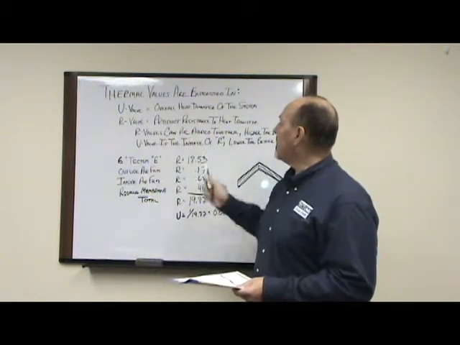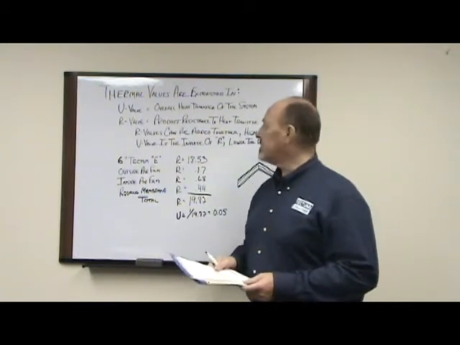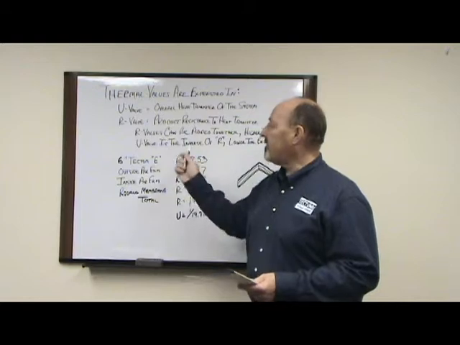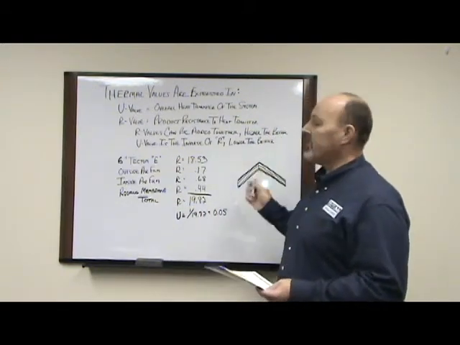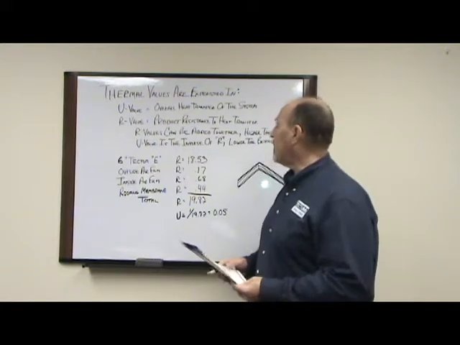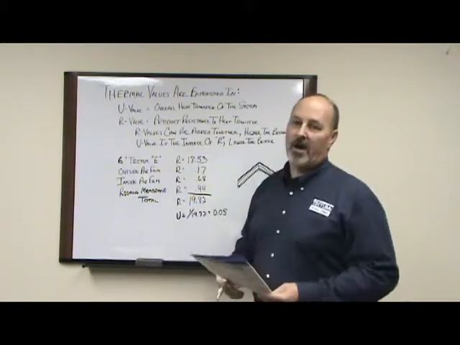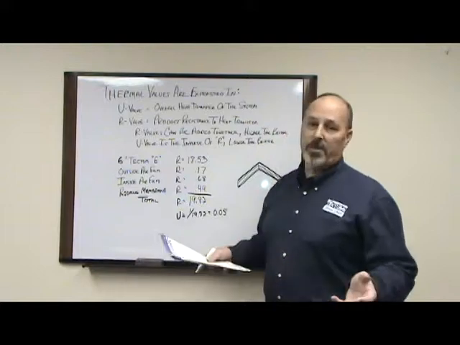The R values are the product's resistance to the heat transfer. R values can be added together, and the higher the R value, the better. The U value is the inverse of the R, so the lower the better.